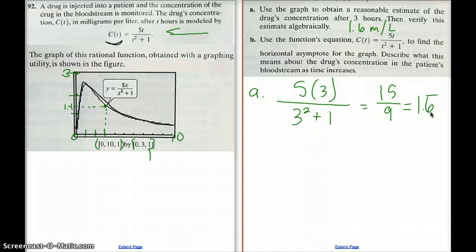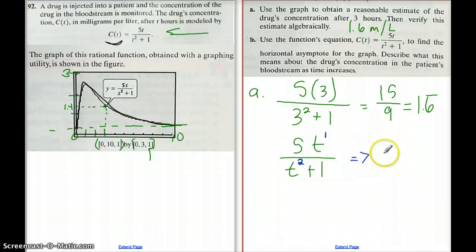Question B. Using the function, find the horizontal asymptote for the graph. Describe what this means about the drug's concentration in the patient's bloodstream. So we can see that there might be like a bound here. We can kind of see that this graph doesn't quite seem to be bordering 0. It seems to be bordering something else. So let's take a look at what that bound is. And remember, we look at the function 5t over t squared plus 1 to see what that bound is. This has a degree of 1, and this has a degree of 2. So that means that there will be a horizontal asymptote at 0. Whenever the top, the numerator, has a smaller degree than the denominator, it goes to 0.